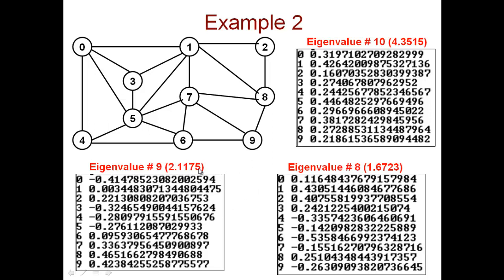Okay, so now we'll go to the second largest eigenvalue, which is 2.1175, and its corresponding eigenvector. Now we see here entries 0, 3, 4, 5 are negative, the others are positive.